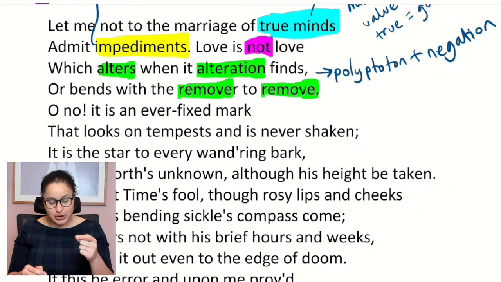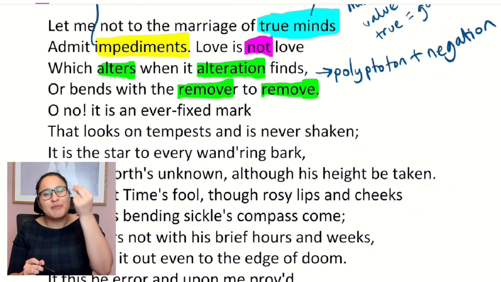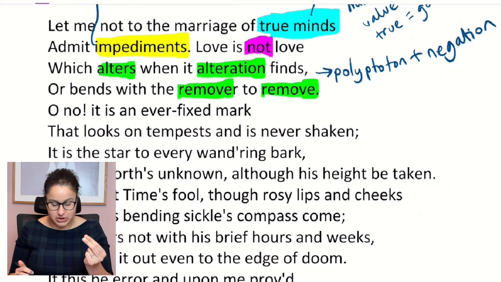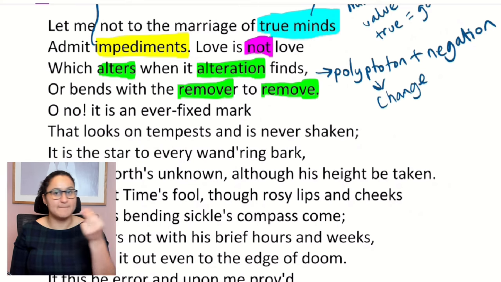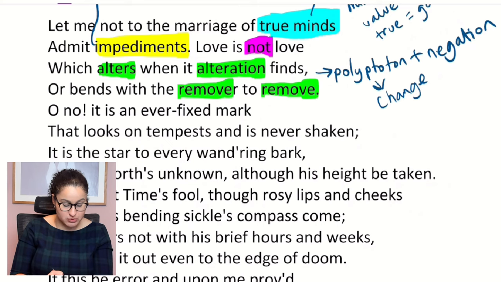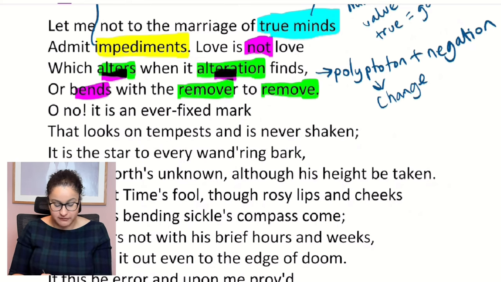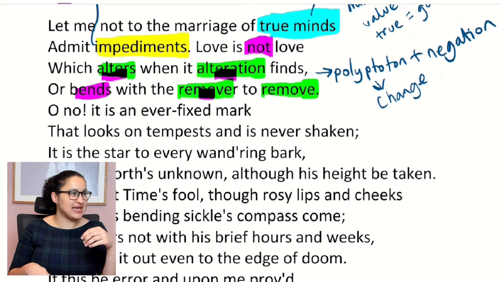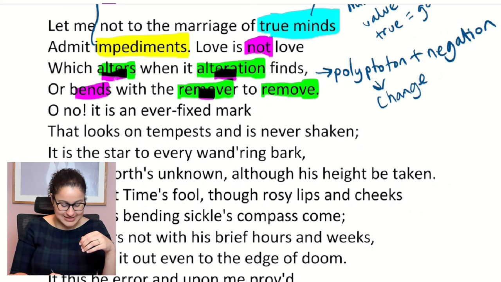So if you have a look at our root words, right? And what is the pattern of our root words in the polyptoton? It's all about change, alter, remove, bend. You could argue as part of that as well, I would almost call that part of like a semantic field of change. Oh, that pink has just massively ruined the color of everything.